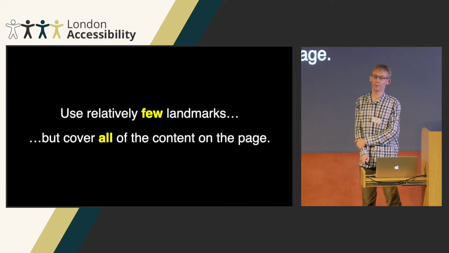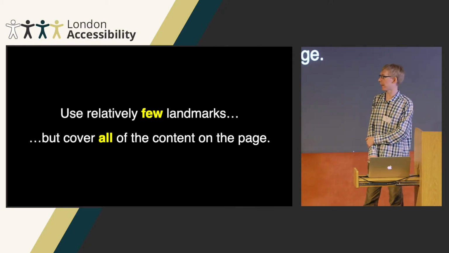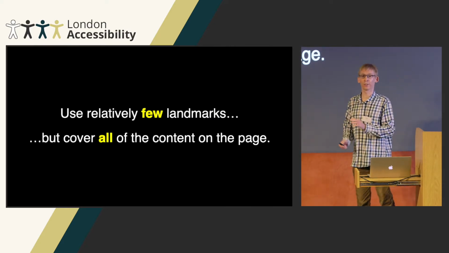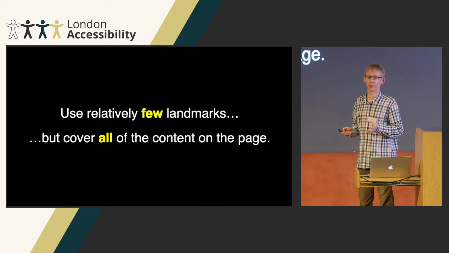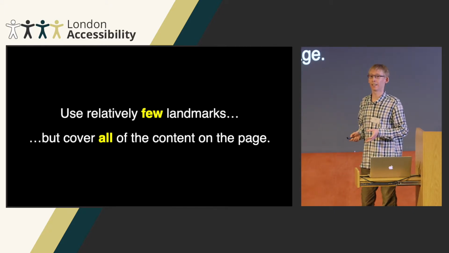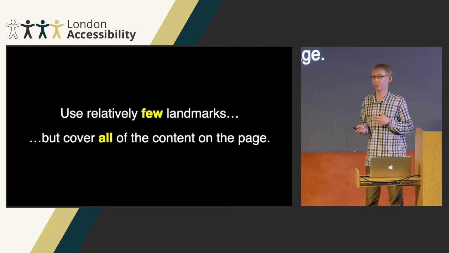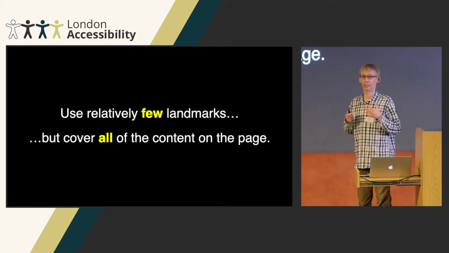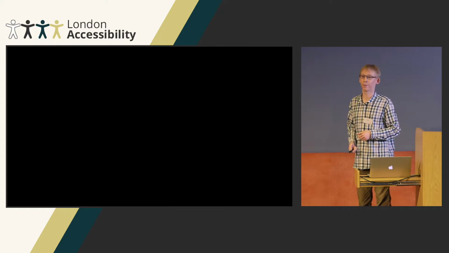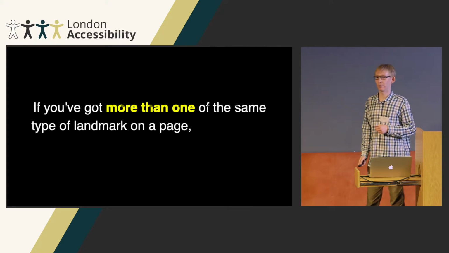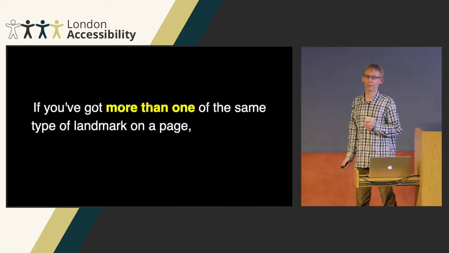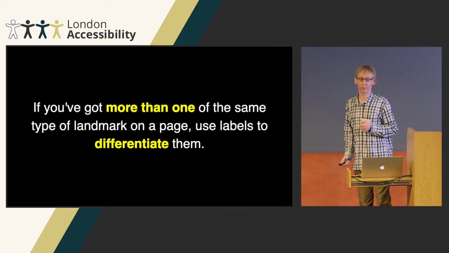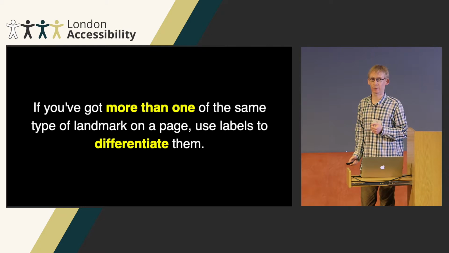And again, Axe will warn you about this, as Marcy said in her talk. Covering all the content on the page is generally just so that things are neat. Using the fewest number of landmarks you can is a good idea because you want to quickly give the user an overview of what's on the page. And if you've got more than one of the same type of landmark, then it's a really good idea to differentiate them by using labels.